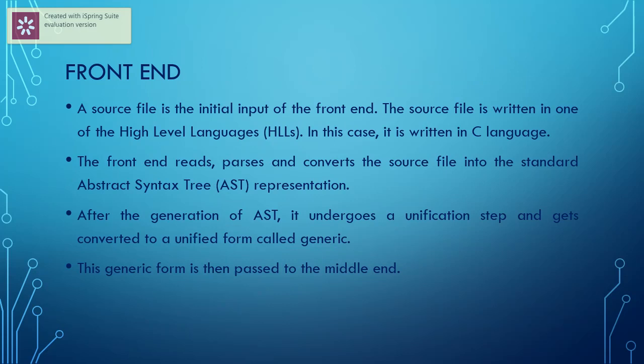Let's first look at the front end. The source file is the initial phase, which is written in C, which is a high-level language. The front end converts this into an abstract syntax tree. This form then undergoes a unification step and gets converted to a unified form called generic. This generic form is then passed to the middle end.